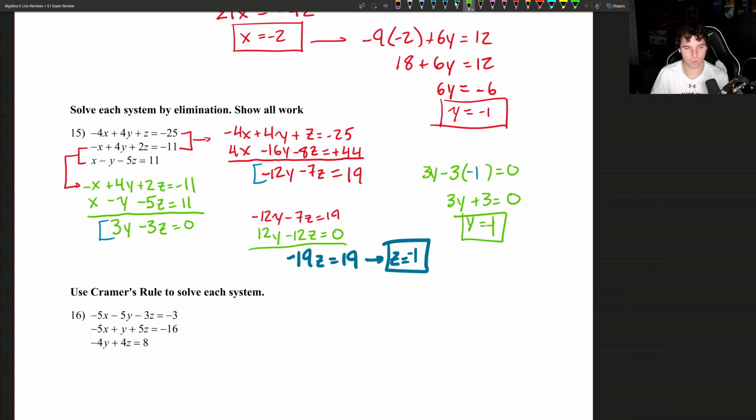And then once we have those 2, we pick one of our original 3 and plug it in. So I'm going to take it on the side. Let's do x minus y, which is -1, minus 5z, which is -1, should be equal to 11. So we get x plus 1 plus 5 is equal to -11. So we get x is equal to -17.